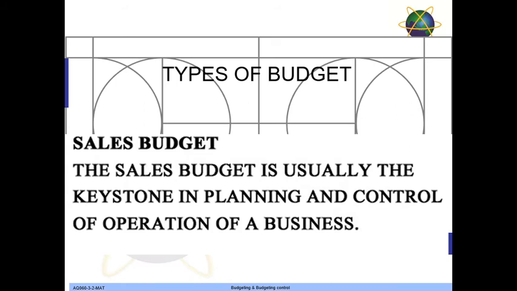Okay, the first thing that you have to do if you are the costing accountant, if you are a budget controller, is the sales budget. The sales budget is usually the keystone in planning and control of the operation of the business, and it is actually a sales forecast. The sales forecast is the base of the sales budget, so the sales manager should be directly responsible for the preparation and execution of the sales budget.